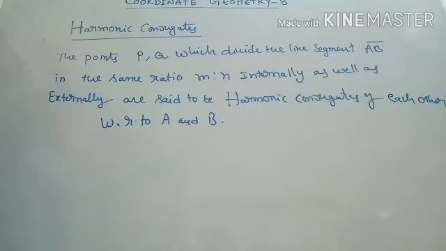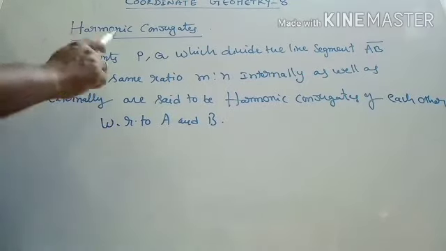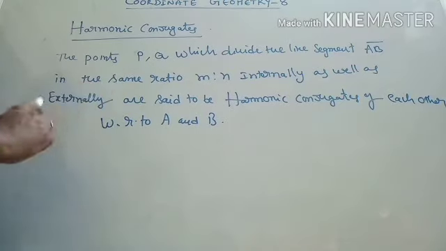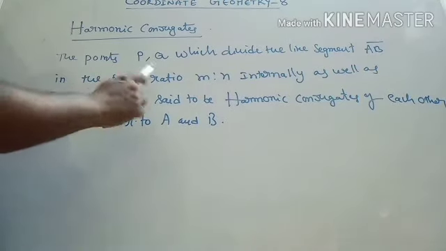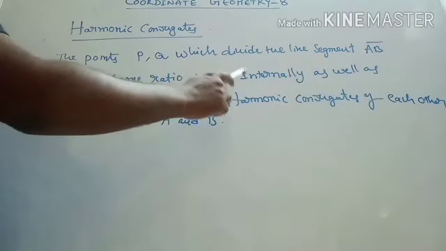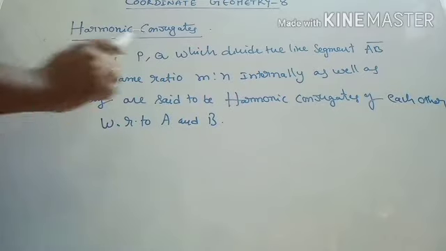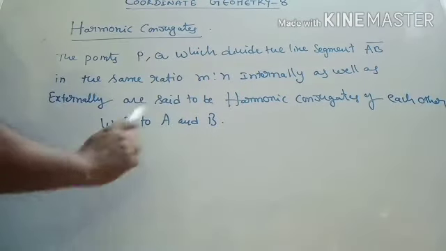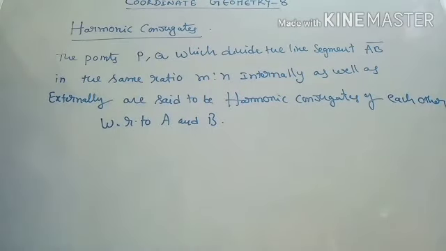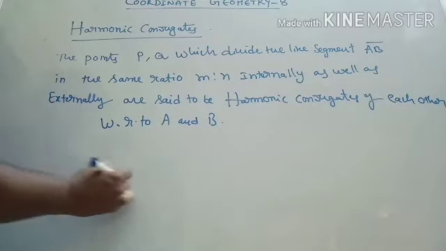Now we have an important definition, that is harmonic conjugate. It's very important from a competitive exam point of view. The points P comma Q which divide the line segment AB in the same ratio m is to n internally as well as externally are said to be harmonic conjugates of each other with respect to A and B. You see, my dear students, this is very simple to understand.